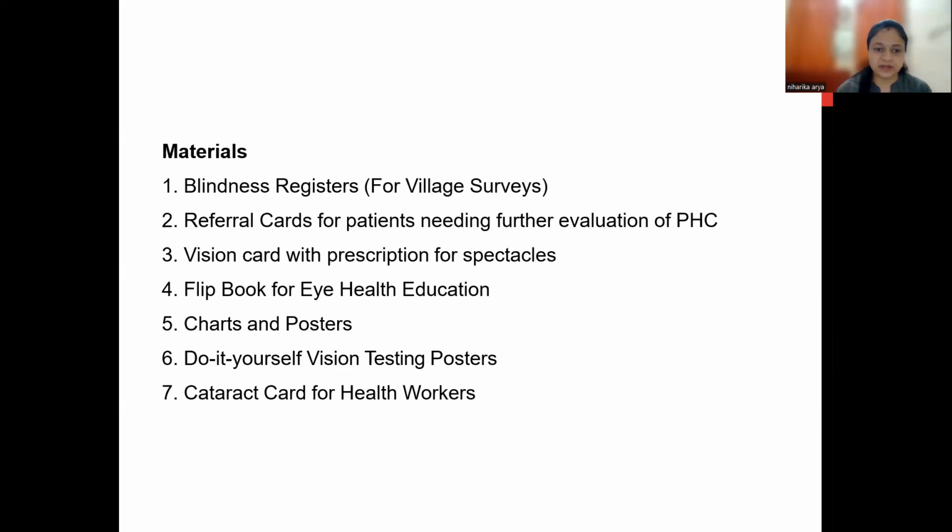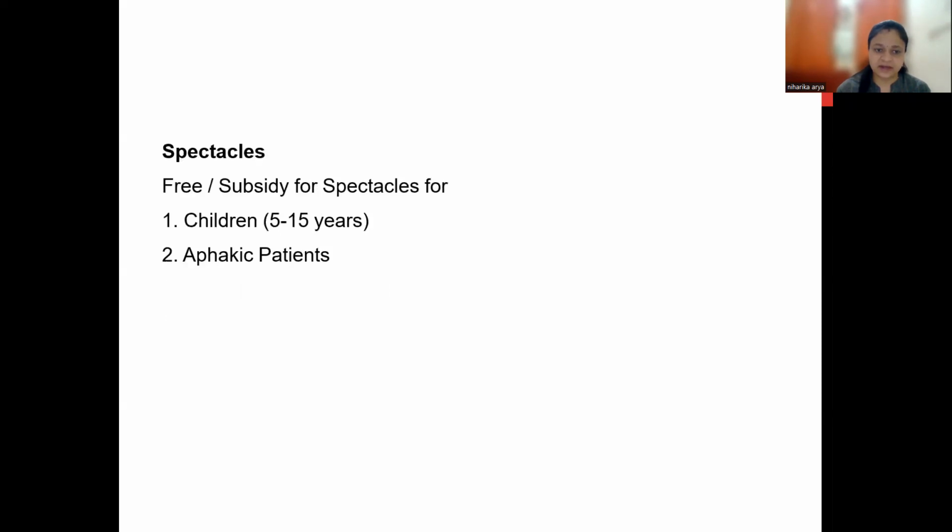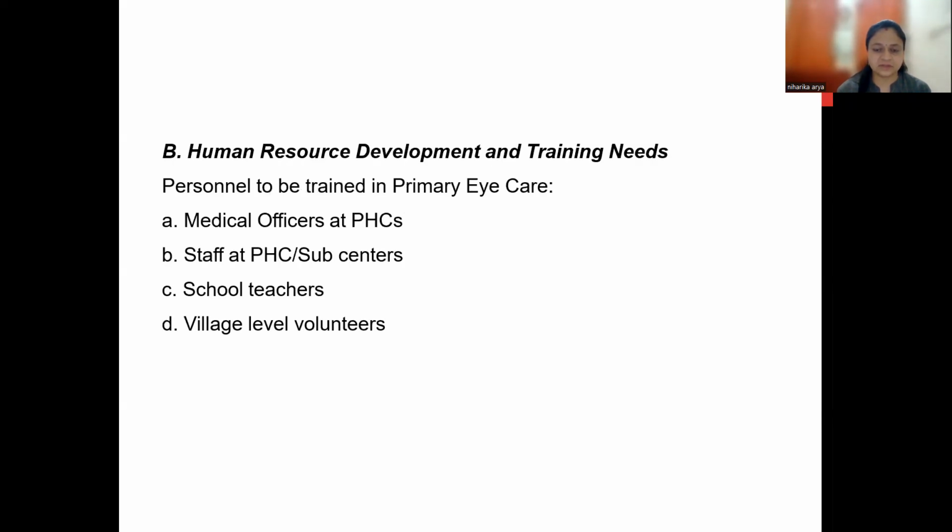What are the materials that will be needed? That is the blindness register, referral card for patients needing further evaluation at the PHC, flip book for eye health education, charts and posters, cataract card for the health workers. Spectacles free or with a subsidy for the children between 5 to 15 years and the affected patients.